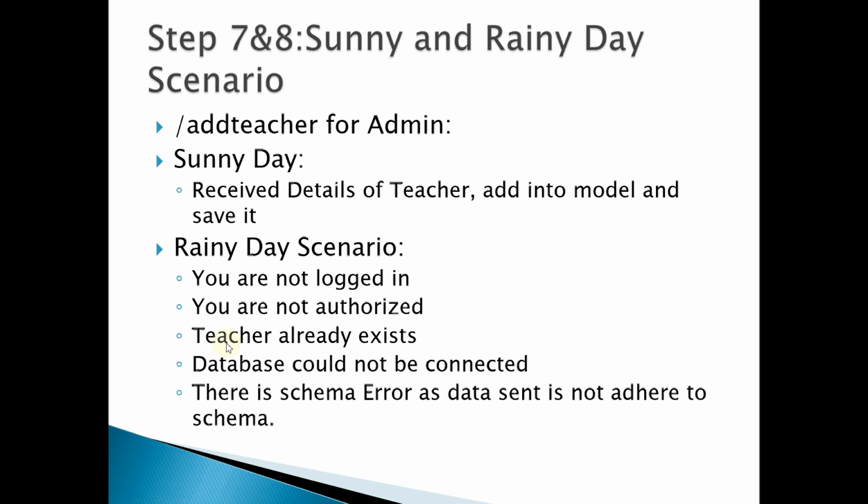There can be another type of error. That error can be a schema error, like the information sent to this teacher model is not compatible with our model. Our required information is not provided by the front end application. So in that case, a schema error can occur. In this case, we will adhere to that schema element, and we will provide this error type to our front end application. So these are all the rainy day scenarios for a single route of slash add teachers for the admin router. We need to define all these scenarios so that we can handle them.